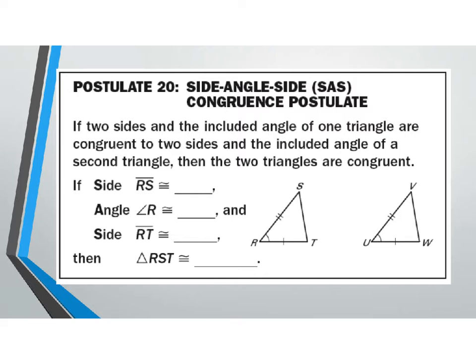Okay, so let's fill this out. RS is congruent to UV, and angle R is congruent to angle U. RT is congruent to UW. And so that makes triangle RST congruent to triangle UVW. Okay, so now let's use this in a proof.